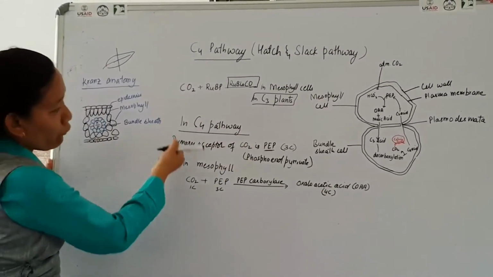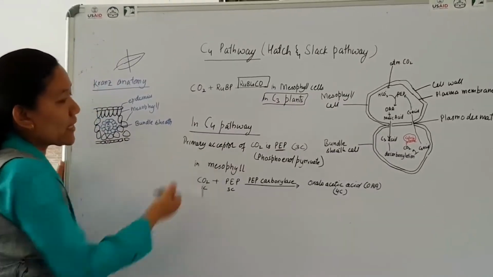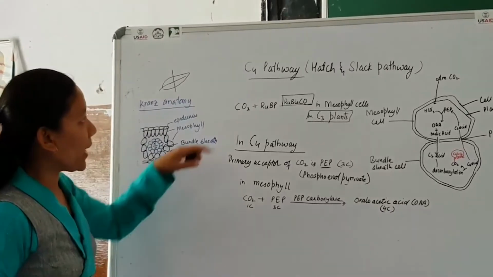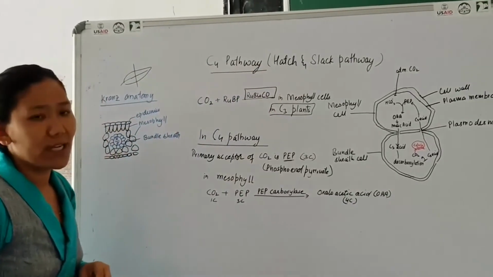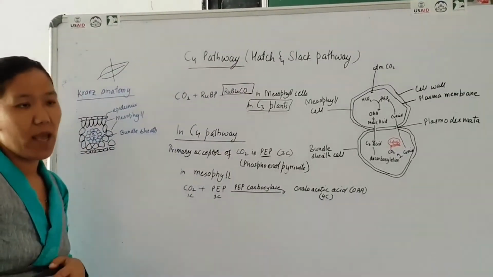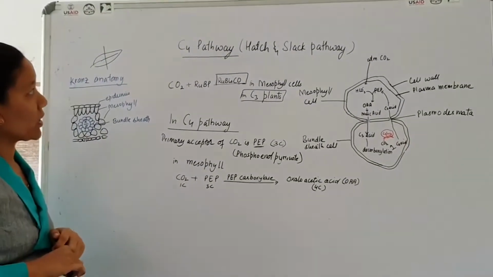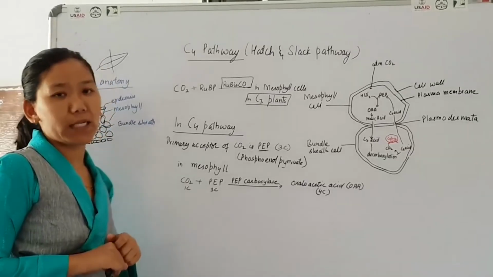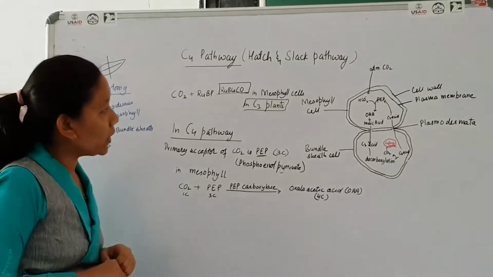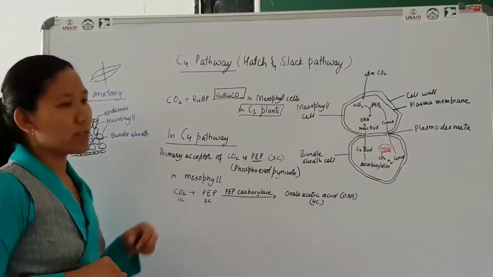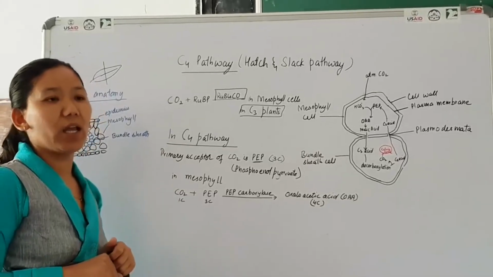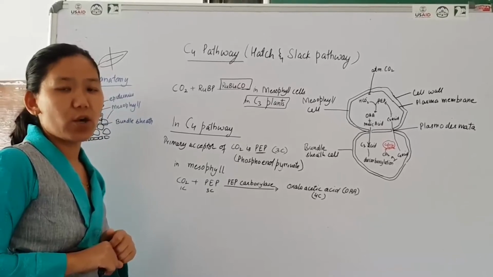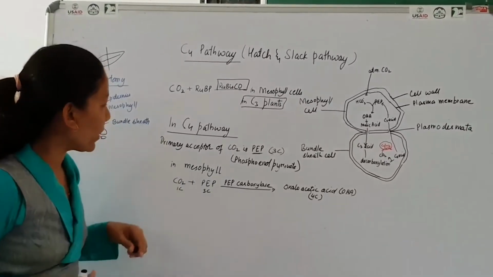That is why the pathway is called the C4 pathway, and the detailed pathway was explained by Hatch and Slack, so we call it the Hatch and Slack pathway. And the plants which follow this C4 pathway are categorized as C4 plants. Again here, you have to know that even though it is a C4 pathway, the Calvin cycle is the main biosynthetic reaction taking place for the synthesis of glucose. Okay, now coming back to this.